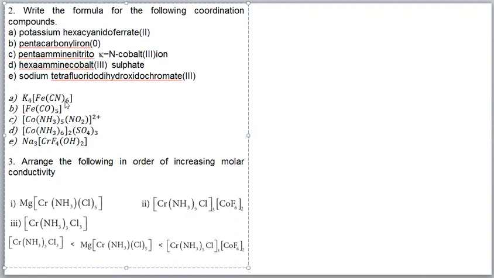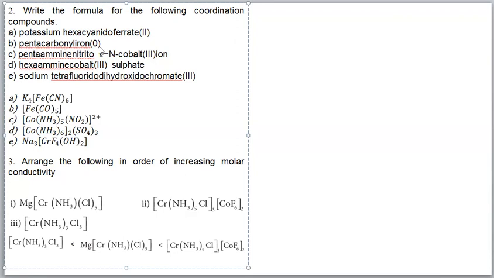Okay, then let us check the charge. Here iron, ferrate charge is plus 2. This is plus 2. This is minus 1 into 6, minus 6. Plus 2 minus 6 is minus 4. So the complex charge is minus 4. So outside the square bracket we have to get plus 4. So we can write here 4 potassium, K4.